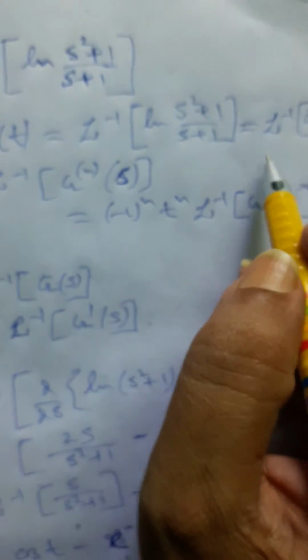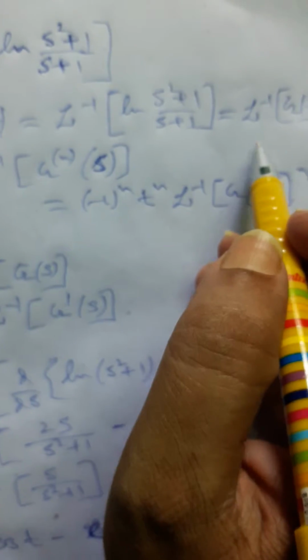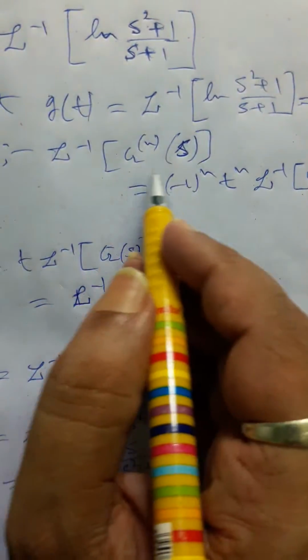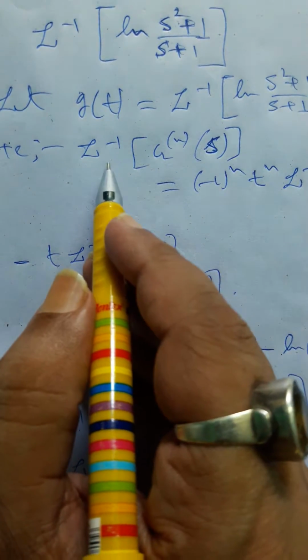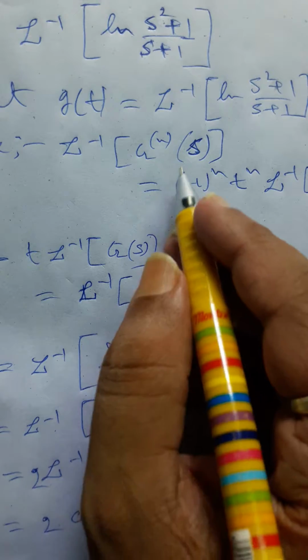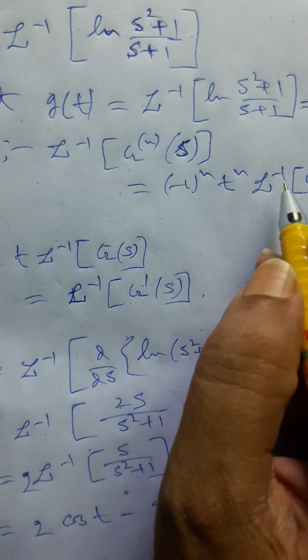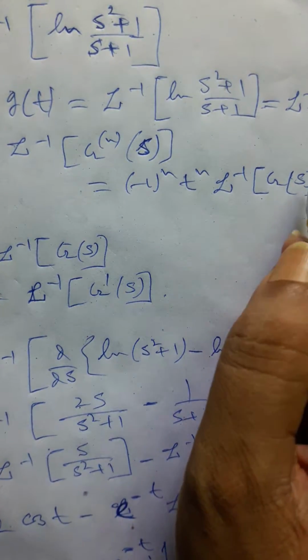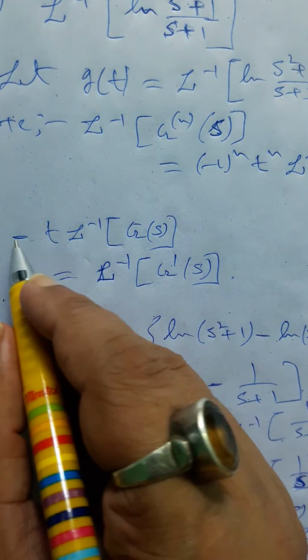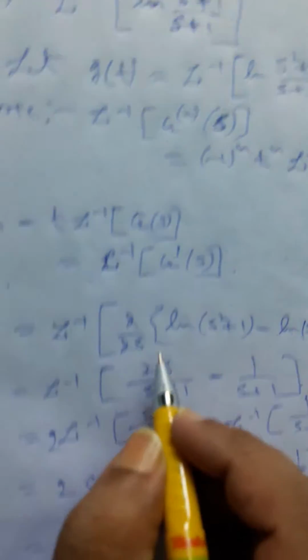And this will be equal to L inverse of g(s). It should be noted that the formula of L inverse of g^n(s) will be (minus 1) to the power n, t^n, L inverse of g(s), which we discussed in the earlier videos. If we take n equals to 1, we get minus of this result.